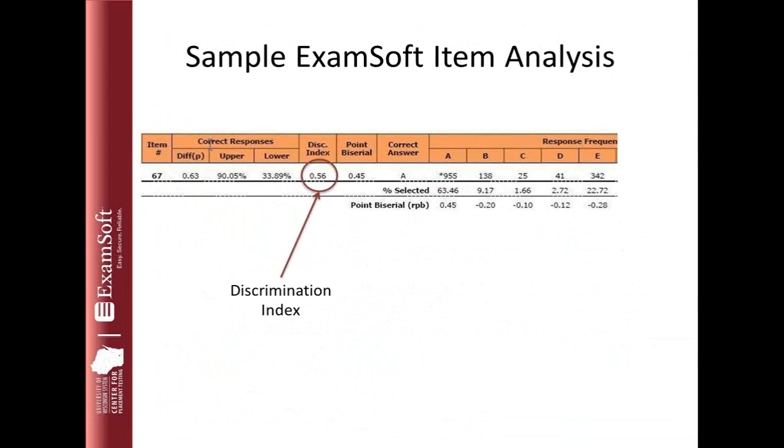We can also see here the discrimination index, 0.56.